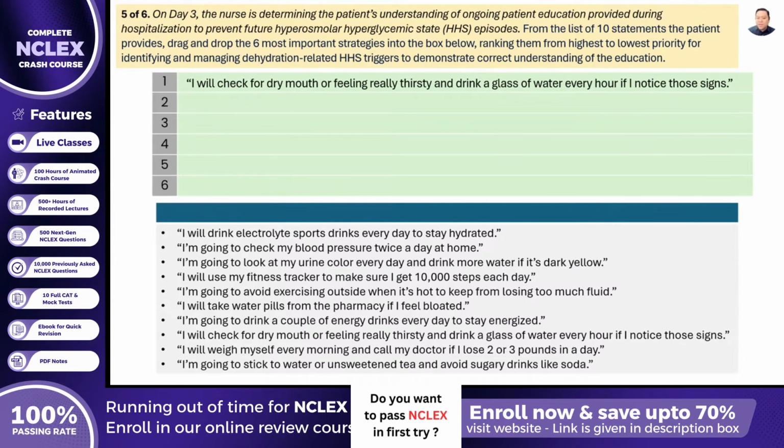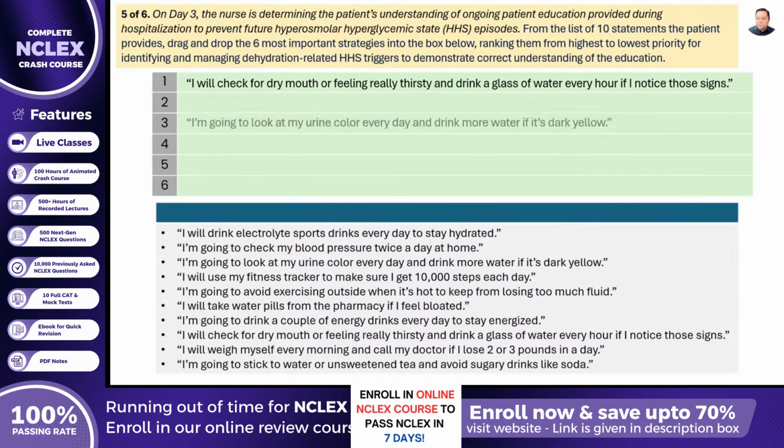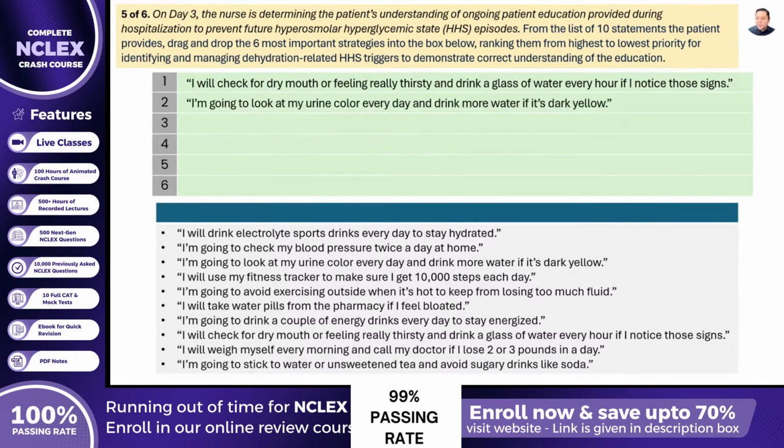Now, the second priority that you should select is this one. I'm going to look at my urine color every day and drink more water if it's dark yellow. This is a great self-monitoring strategy because dark yellow urine can mean the patient is dehydrated. And when they pay attention to that and respond by drinking more water, then the patient is proactively preventing fluid loss from becoming severe. But it's not as immediate as the thirst, but still a very solid daily habit for this patient to acquire.